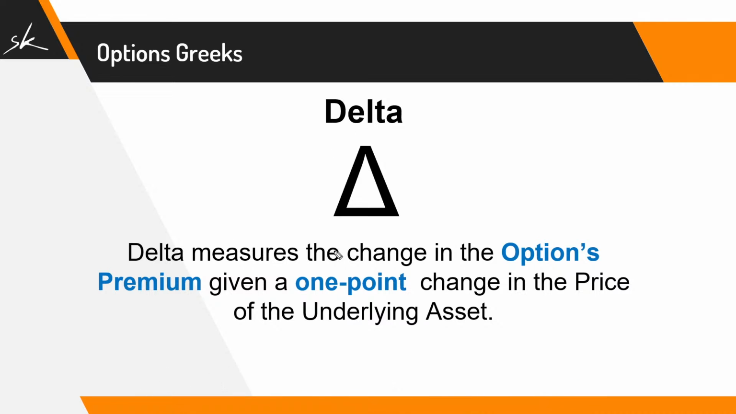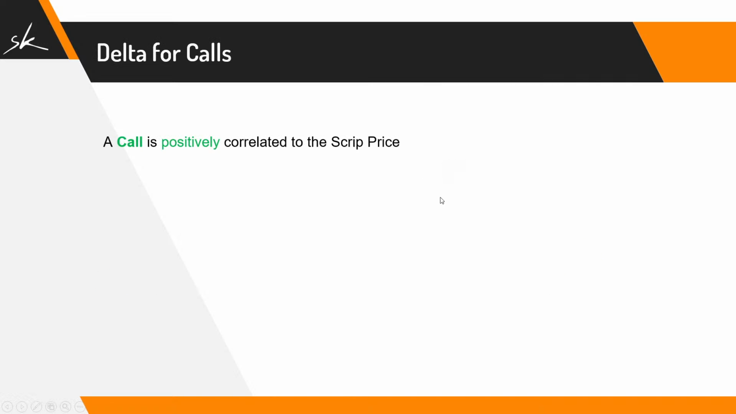So again, delta measures the change in the option's premium. What is going to be the change in the option's premium when we have a 1 point change in the underlying asset? All right, so let's try to understand this. Calls are positively correlated to the scrip, right? That is what we talked about: calls are positive units, puts are negative units. Calls are positively correlated, puts are negatively correlated.